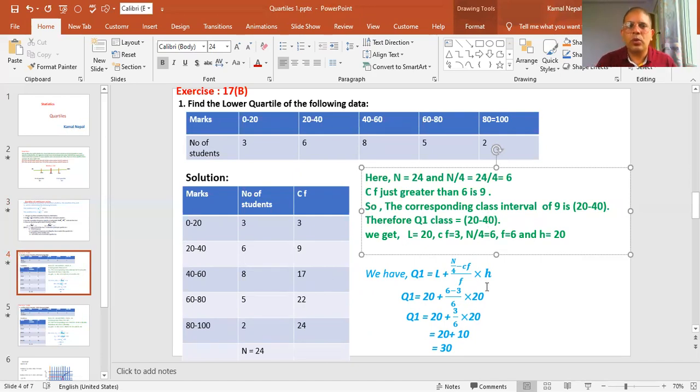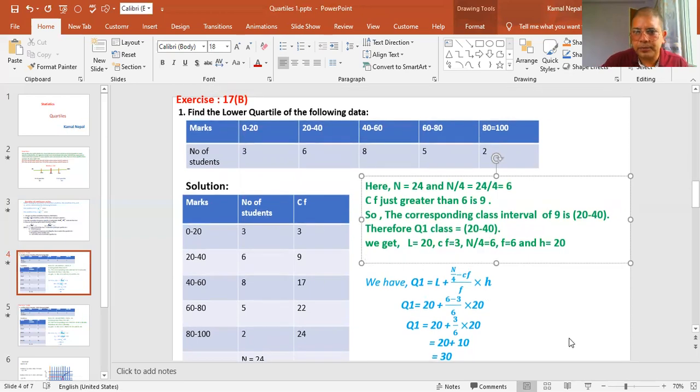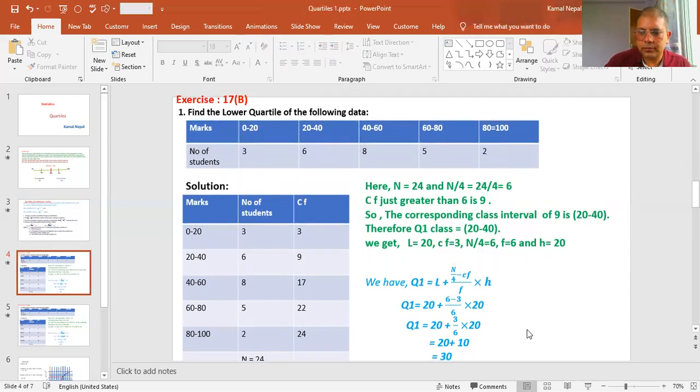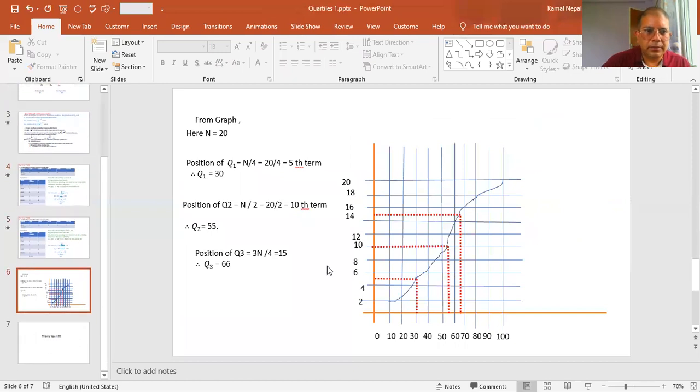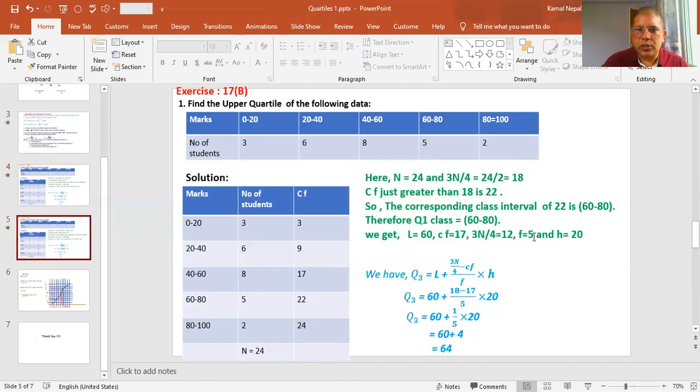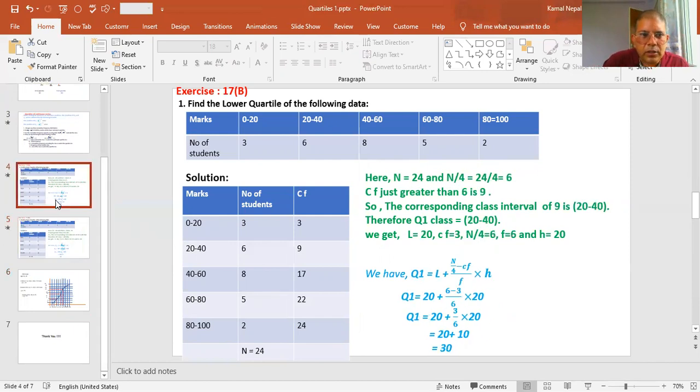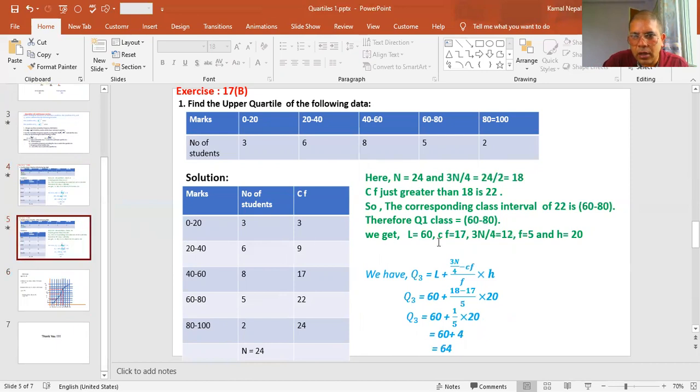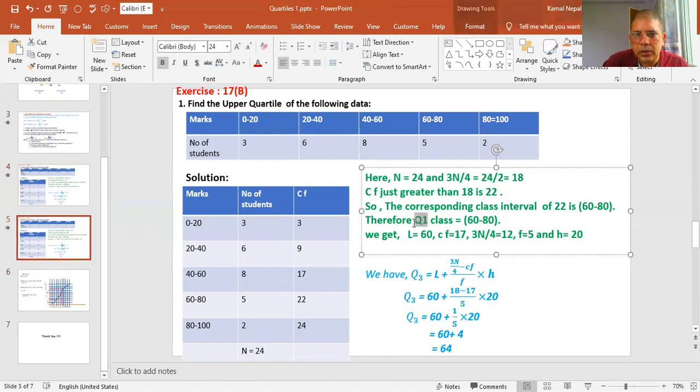Now I want to show the third quartile. It is the upper quartile, Q3.